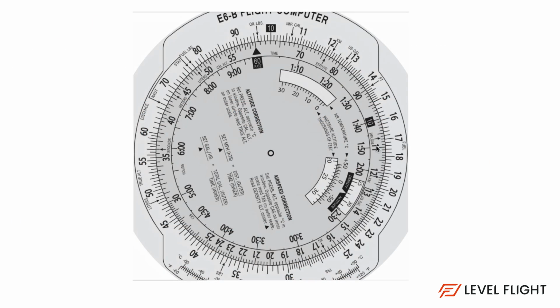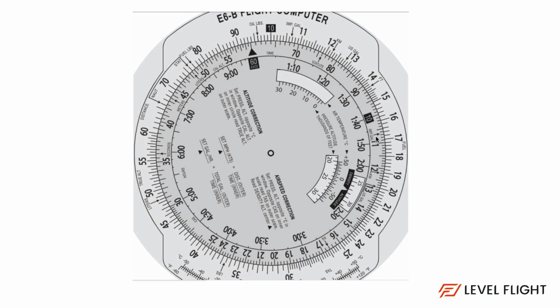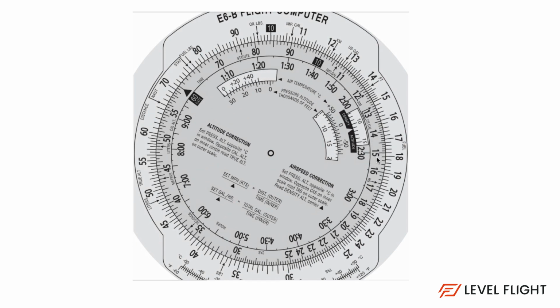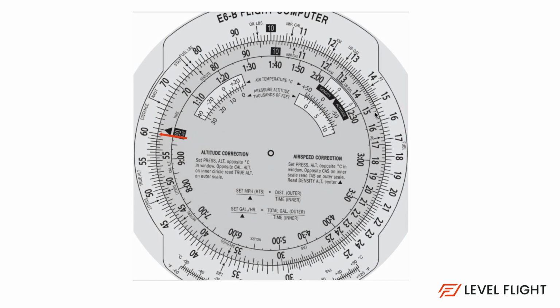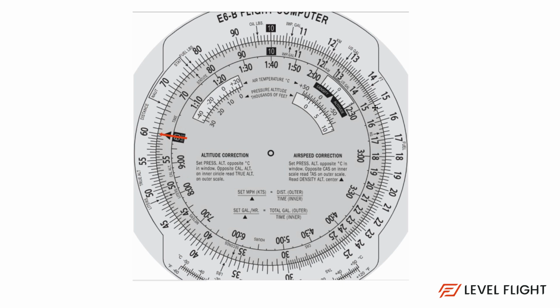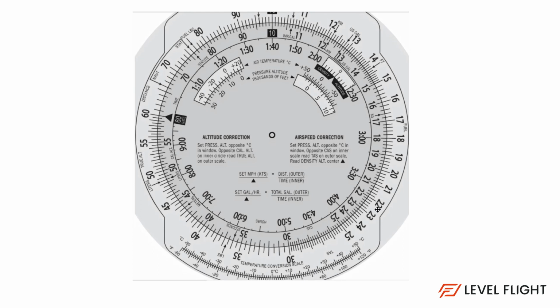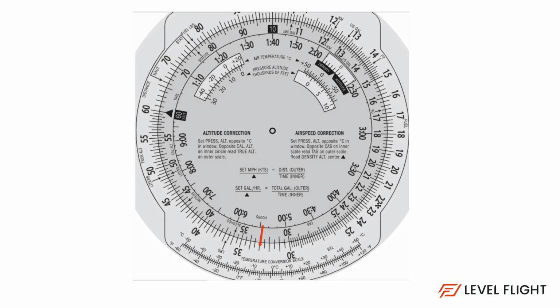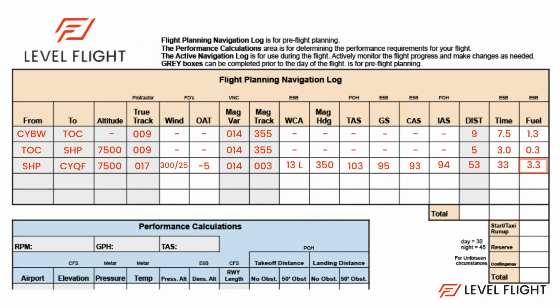Fuel will work much the same way. So again, set the rate arrow across from the gallons per hour, which we determined to be 6.0. Read the fuel burn across from the time of 33 minutes. It shows we should burn 3.3 gallons of fuel. Record this number in your nav log.